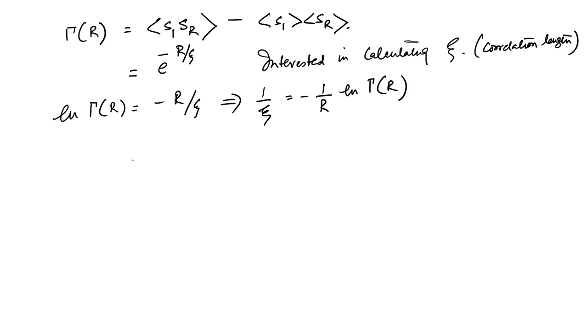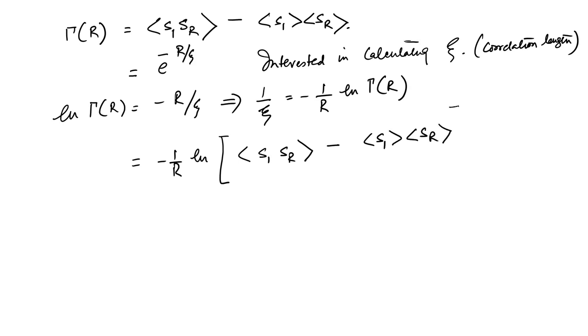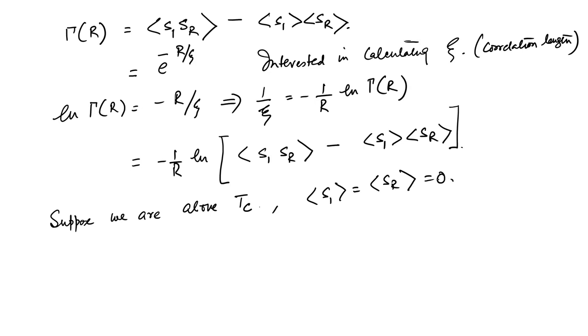So this is minus 1 over R log of S1 SR minus S1 SR, and if you want you can take a mod of that, but it does not matter. So this is what we have to calculate, okay. And suppose we are above TC, and then S1 equal to SR, that is equal to 0, because the average value of the spin there is 0. We are only taking that the second term vanishes, in which case log of gamma R is minus 1 over R log of S1 SR, just making things a little simple.